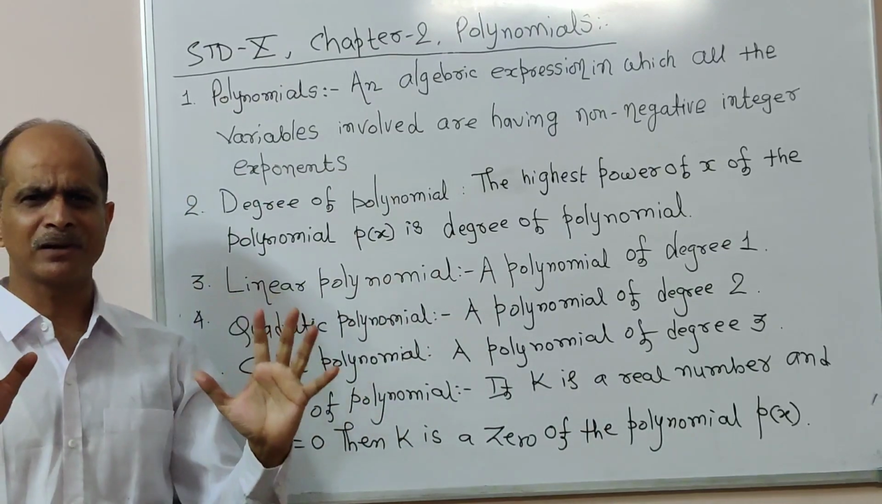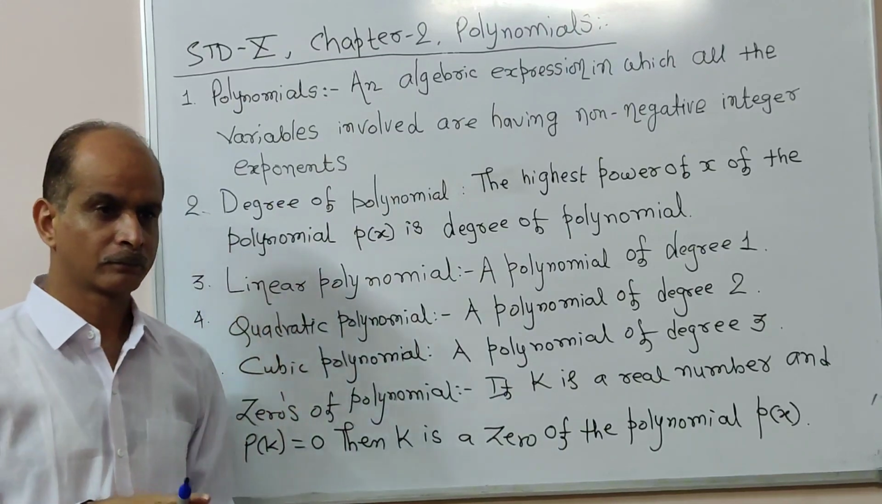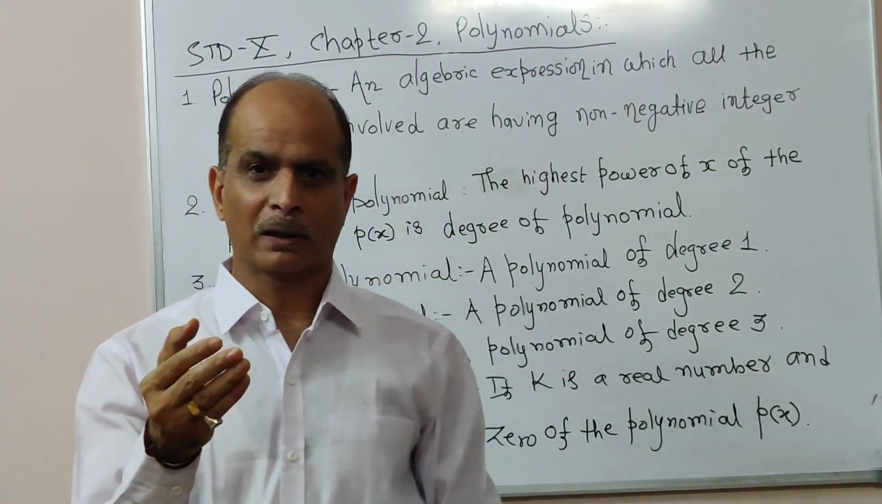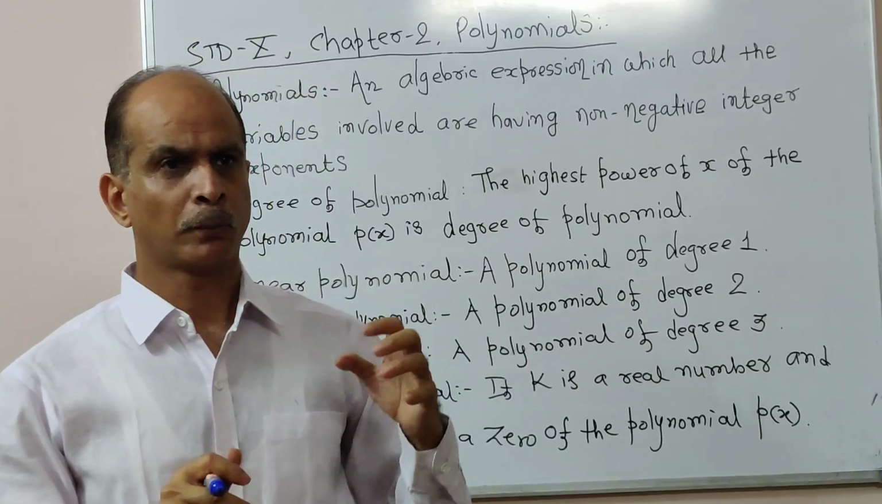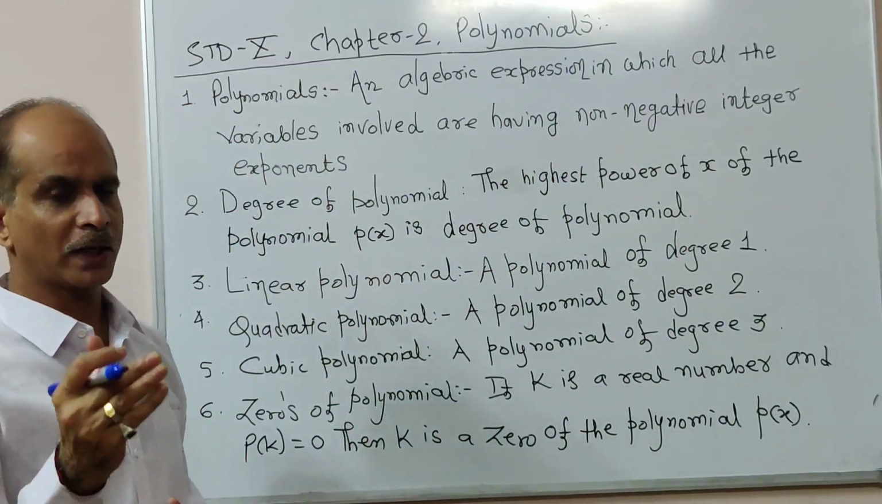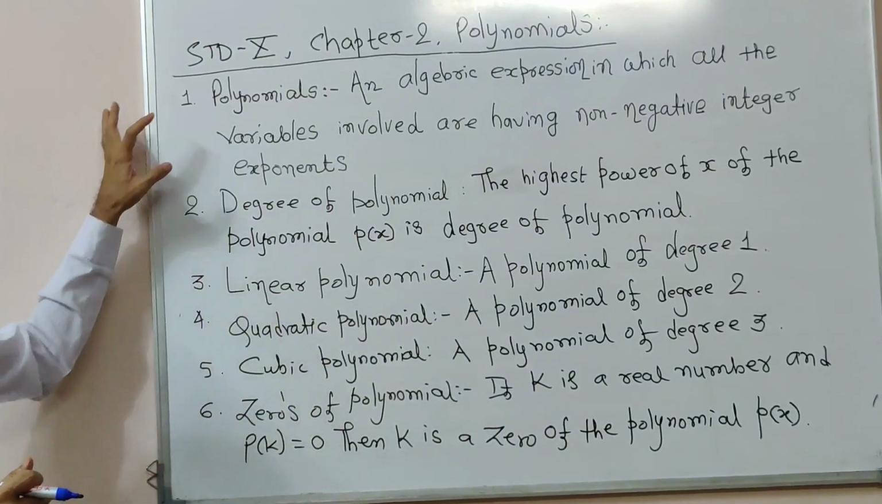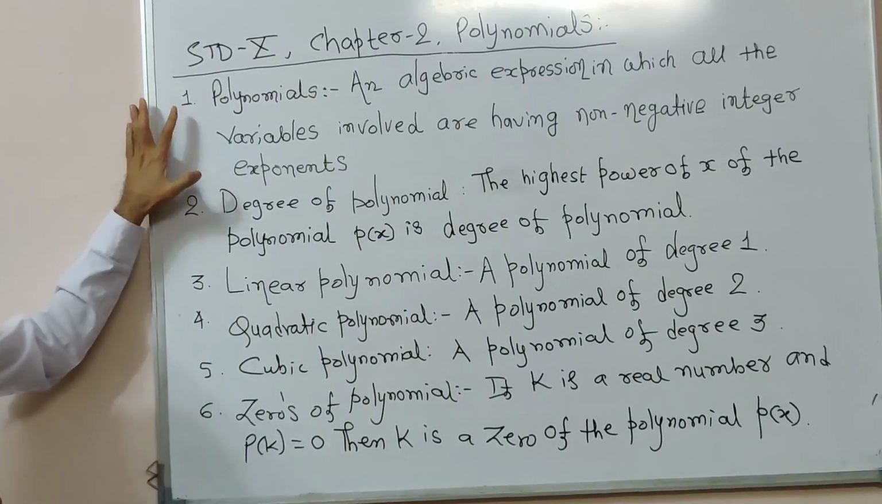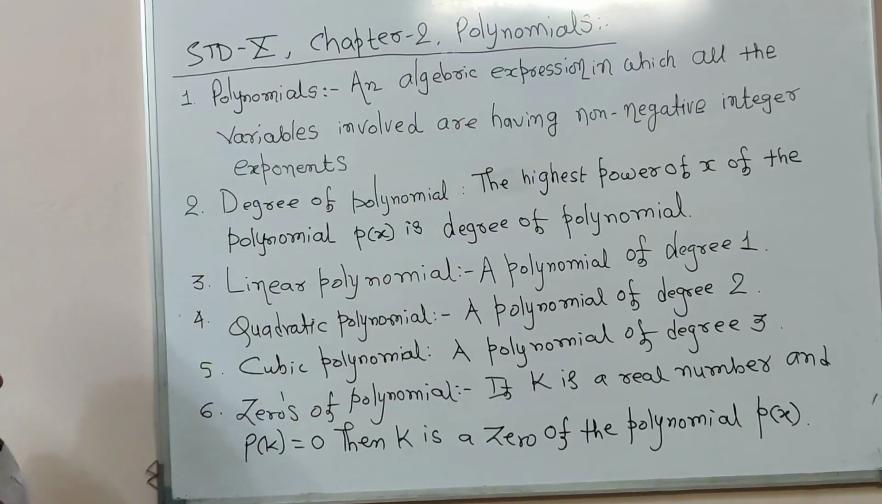There are only 11 concepts in this chapter. We can say the 11 points are very important to understand this chapter. So let us start to explain these 11 points. The first point is, what is a polynomial?